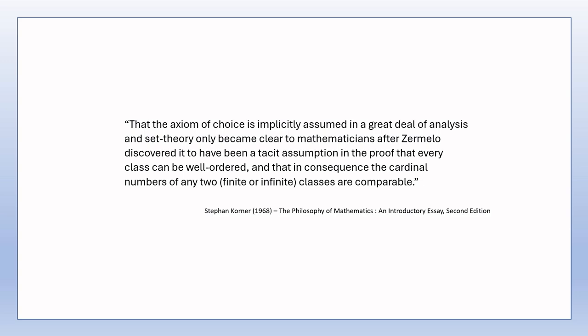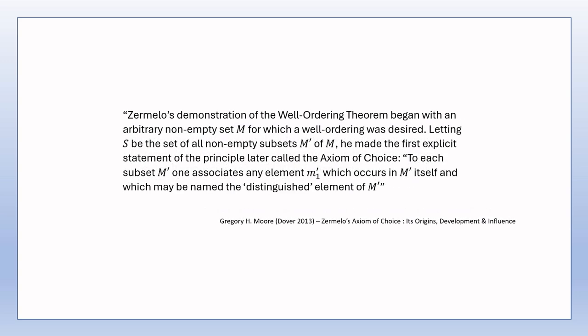And in More, Zermelo's demonstration of the well-ordering theorem began with an arbitrary non-empty set M for which a well-ordering was desired. Letting S be the set of all non-empty subsets M' of M, he made the first explicit statement of the principle later called the Axiom of Choice. To each subset M', one associates any element M1', which occurs in M' itself, and which may be named the distinguished element of M'.